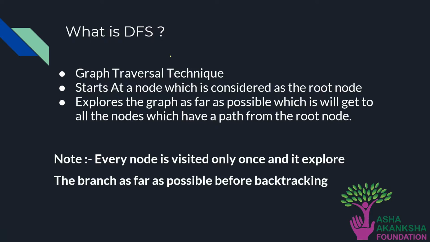So moving on, we have what is DFS. DFS is a graph traversal technique. It starts at a node which is considered as a root node. You can consider any node as the root node. It explores the graph as far as possible, and we will be visiting all the nodes which have a path possible from the root node. It is very important to note this, that every node should be visited only once, and it explores the branch as far as possible before backtracking. So we will see how it works using an example in the next slide.